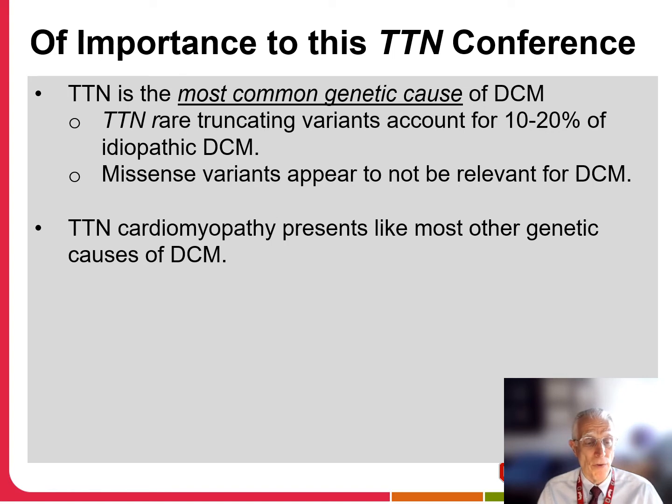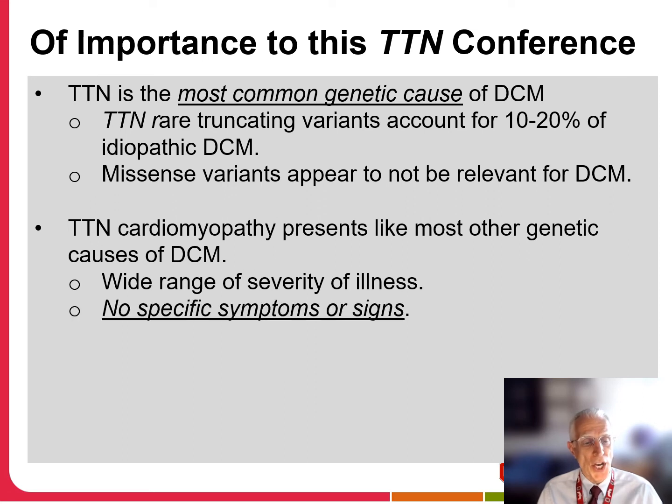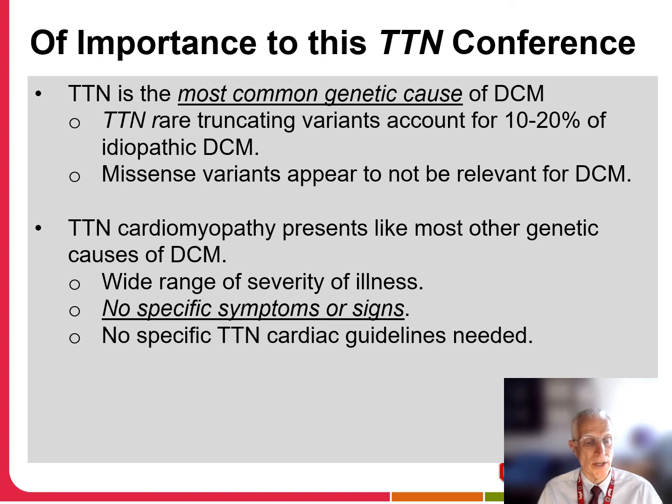Now, importantly for this group, Titin cardiomyopathy presents like most other genetic causes of dilated cardiomyopathy. Specifically, there's a wide range of severity of illness that presents. Some Titin patients really don't have that severe of illness. Others present with advanced, life-threatening disease, need heart transplant. That's the way most other genetic causes of DCM present. There are no specific symptoms or signs. When a patient walks through the door, we can't tell that they have a Titin mutation or one of the other 2 or 3 dozen genes that cause dilated cardiomyopathy. So no specific symptoms or signs for Titin dilated cardiomyopathy.